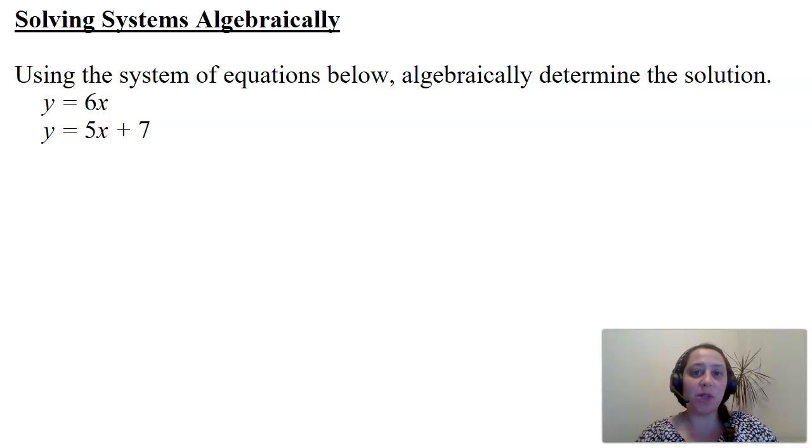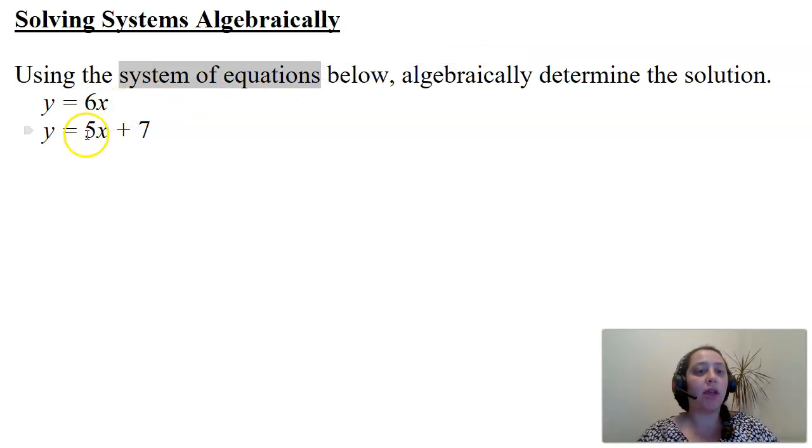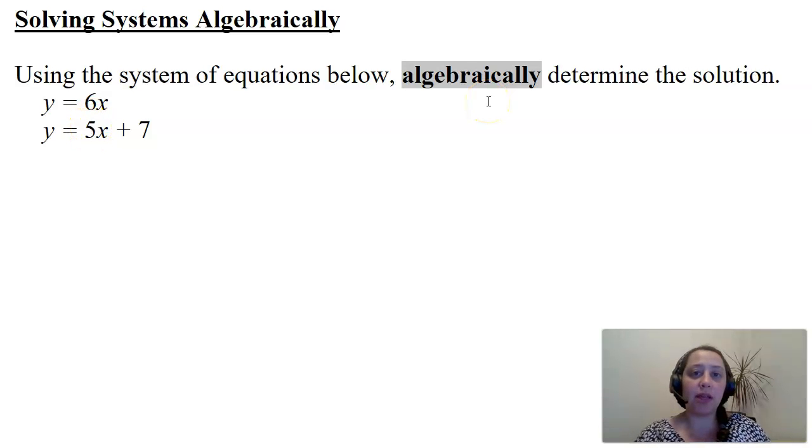Mathematicians, in this video we're going to learn how to solve systems of equations algebraically. A system of equations is when we have two or more equations. Here we have two equations. And when it says algebraically, that means not by graphing. We have to solve an equation. Our solution is still going to be the point of intersection, but we have to find it a different way.